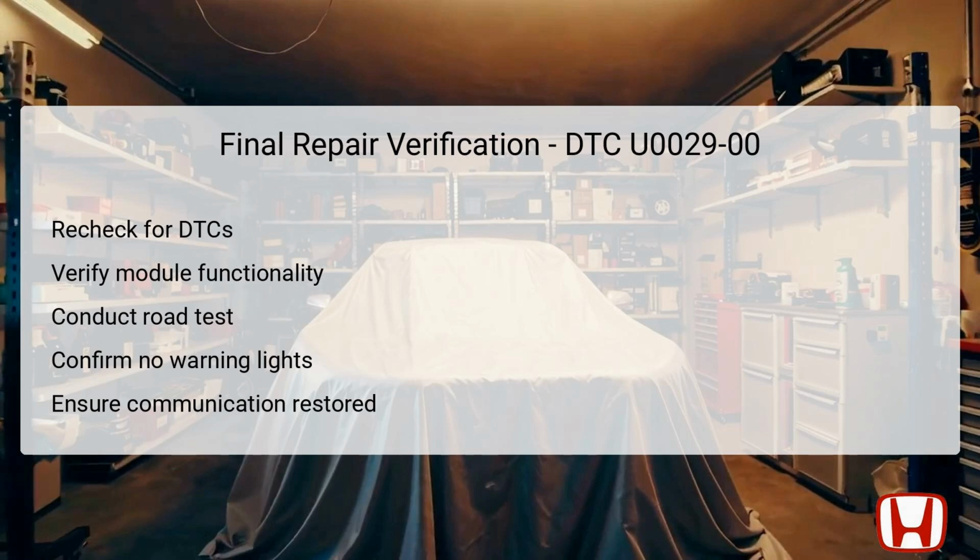U0029-00, it's crucial to perform a thorough final verification. Start by rechecking the vehicle for any DTCs, ensuring that the previous codes have been cleared and do not reappear. Next, verify the functionality of all modules previously checked to confirm that communication has been restored.